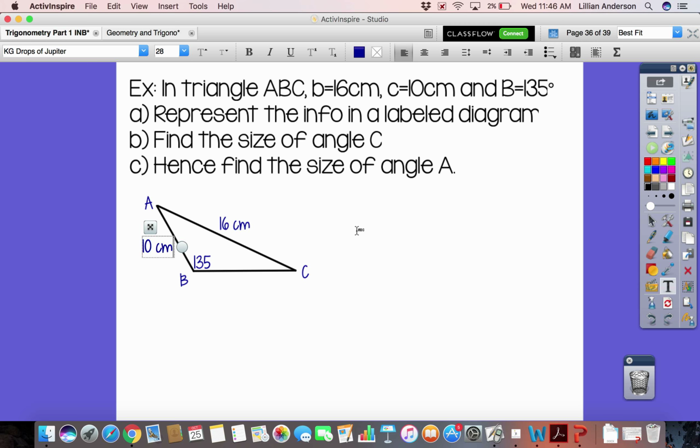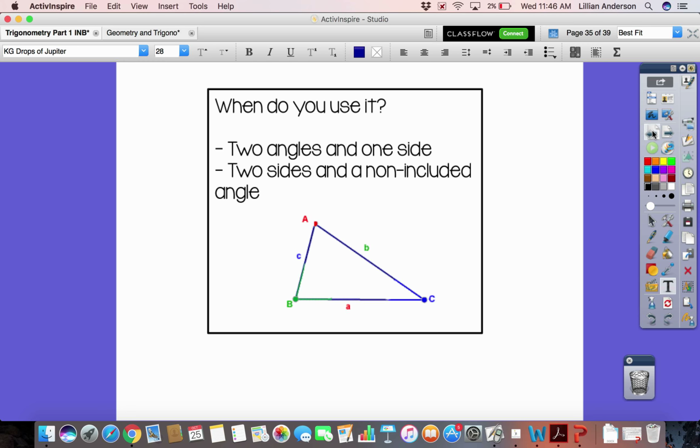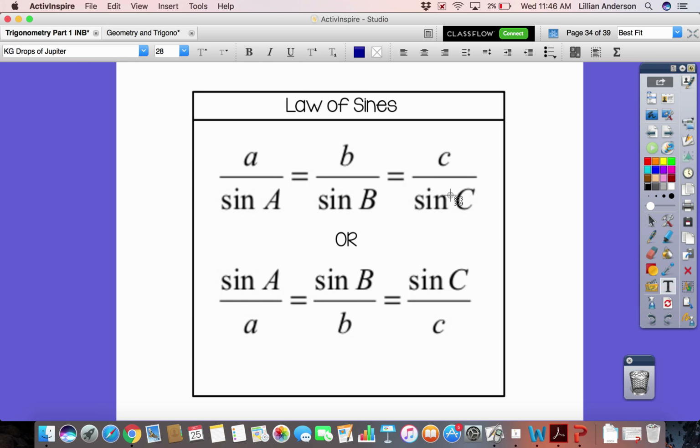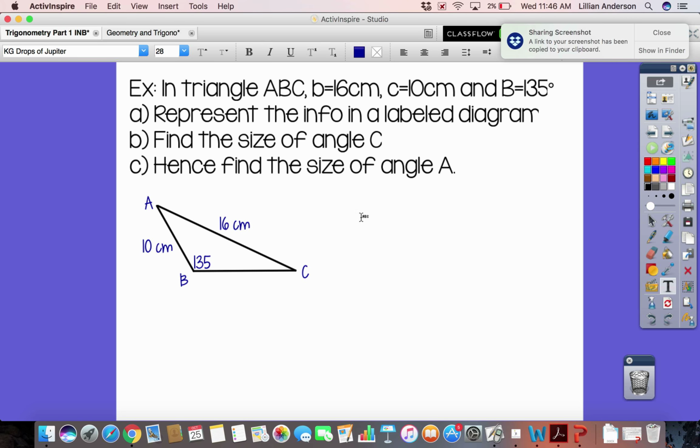Now for part B, it says find angle C. If you look, we have the situation of 2 sides and a non-included angle. So we would use the sine rule here, okay? And what part of the sine rule are we going to use? We're actually going to use this part right here. We have side b, we have angle B, we have side c, but we're looking for angle C. So we're going to use that part of the formula.